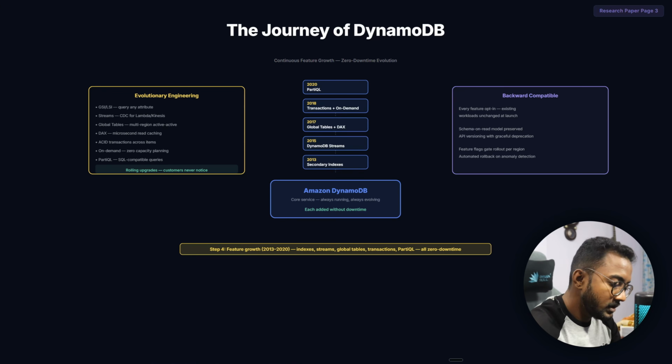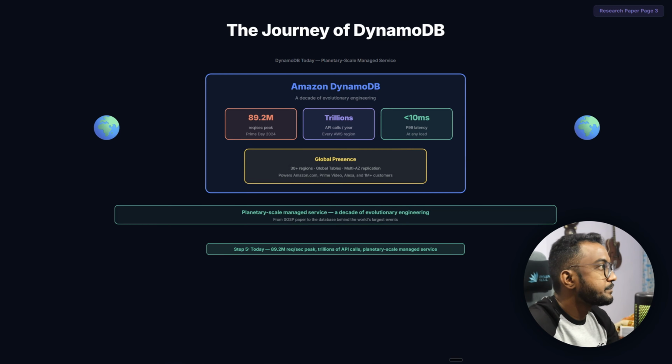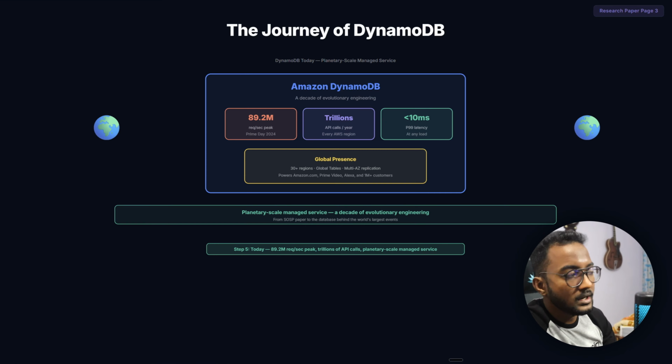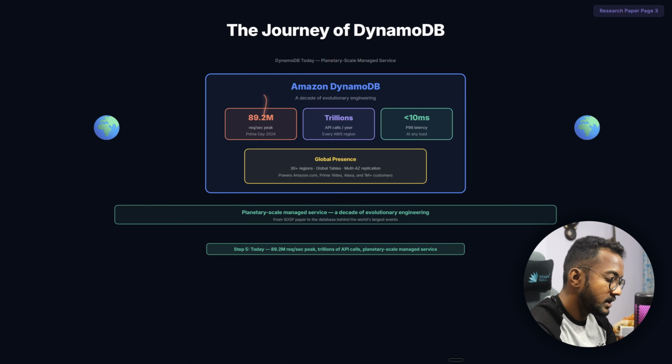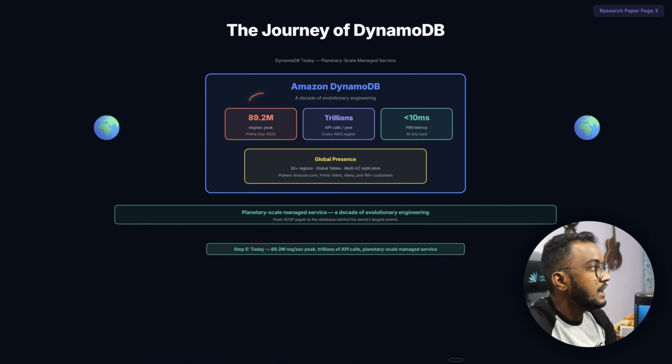So let's skip to the next part, which is basically the Prime Day number that they have given in the research paper that I mentioned earlier as well. In the Prime Day sale of 2021, they mentioned that they were getting a peak traffic of 89.2 million per second, and P99 of that was handled within 10 ms. Which is crazy. Overall, over a period of an entire year, they are getting trillions of calls, and now it is rolled out to, I think, 30 regions.